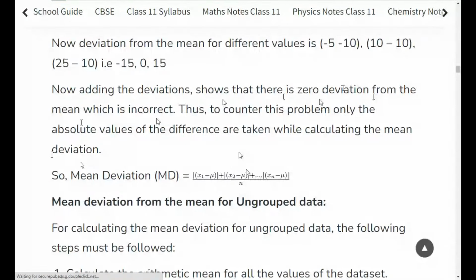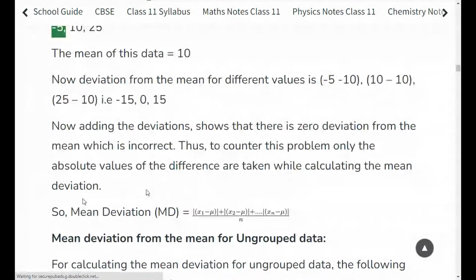So, mean deviation, not standard deviation. This is mean deviation. We will take here |x1 minus mu| plus |x2 minus mu| and so on. We have taken these bars to make sure that all the values will be positive, absolute values. Up to |x10 minus mu|, divided by n.